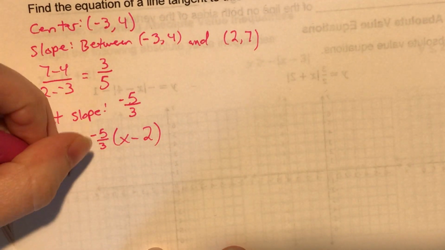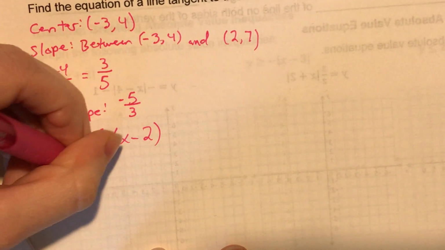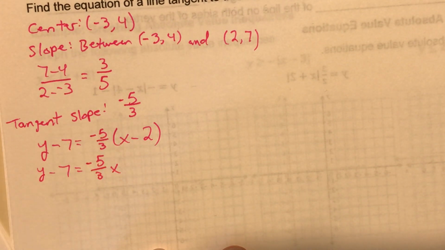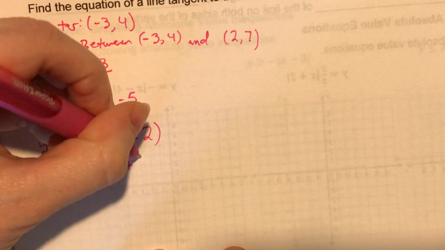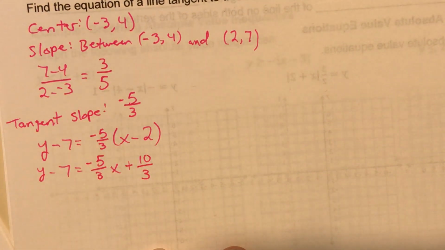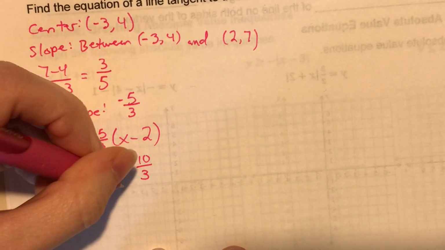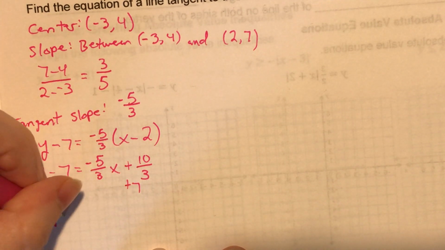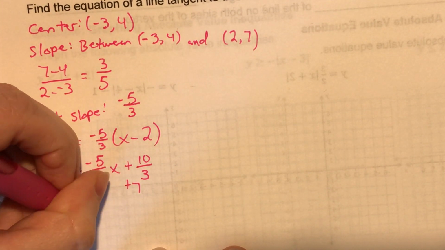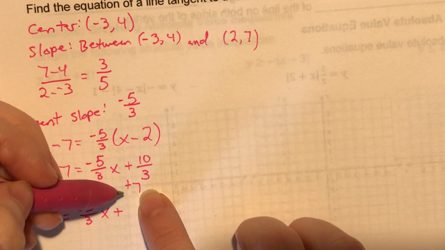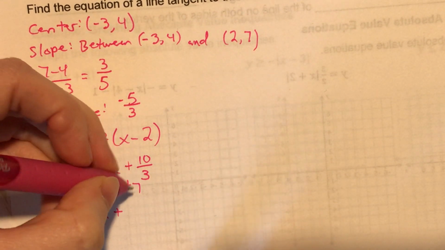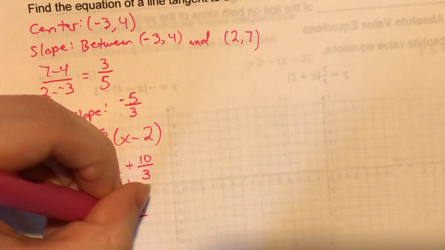So y minus 7 equals -5/3 x. I'm going to be brave here and keep using fractions. So -2 times -5 is +10/3. And then we'll add 7 to both sides. So y equals -5/3 x plus 10/3 plus 21/3, which is going to be 31/3.